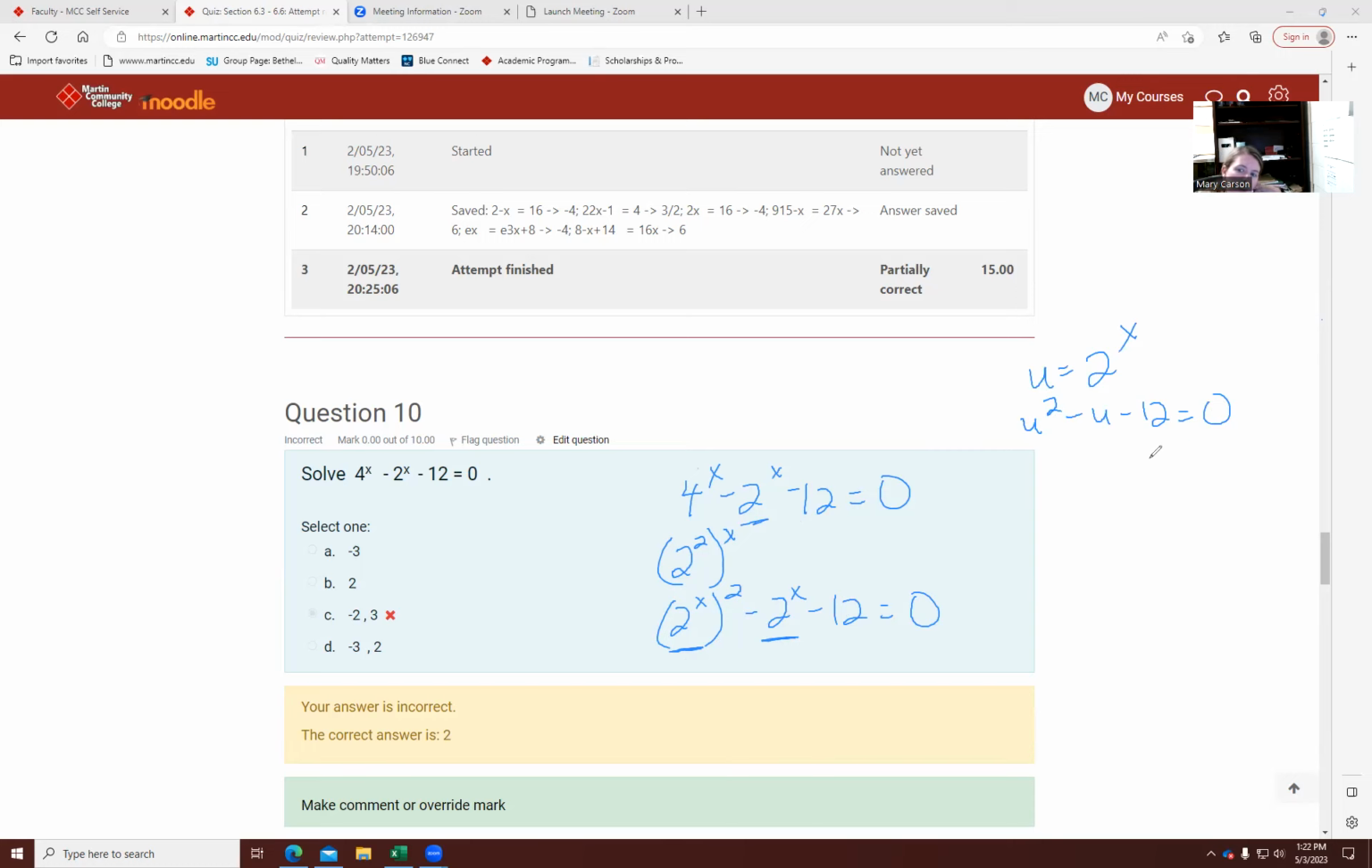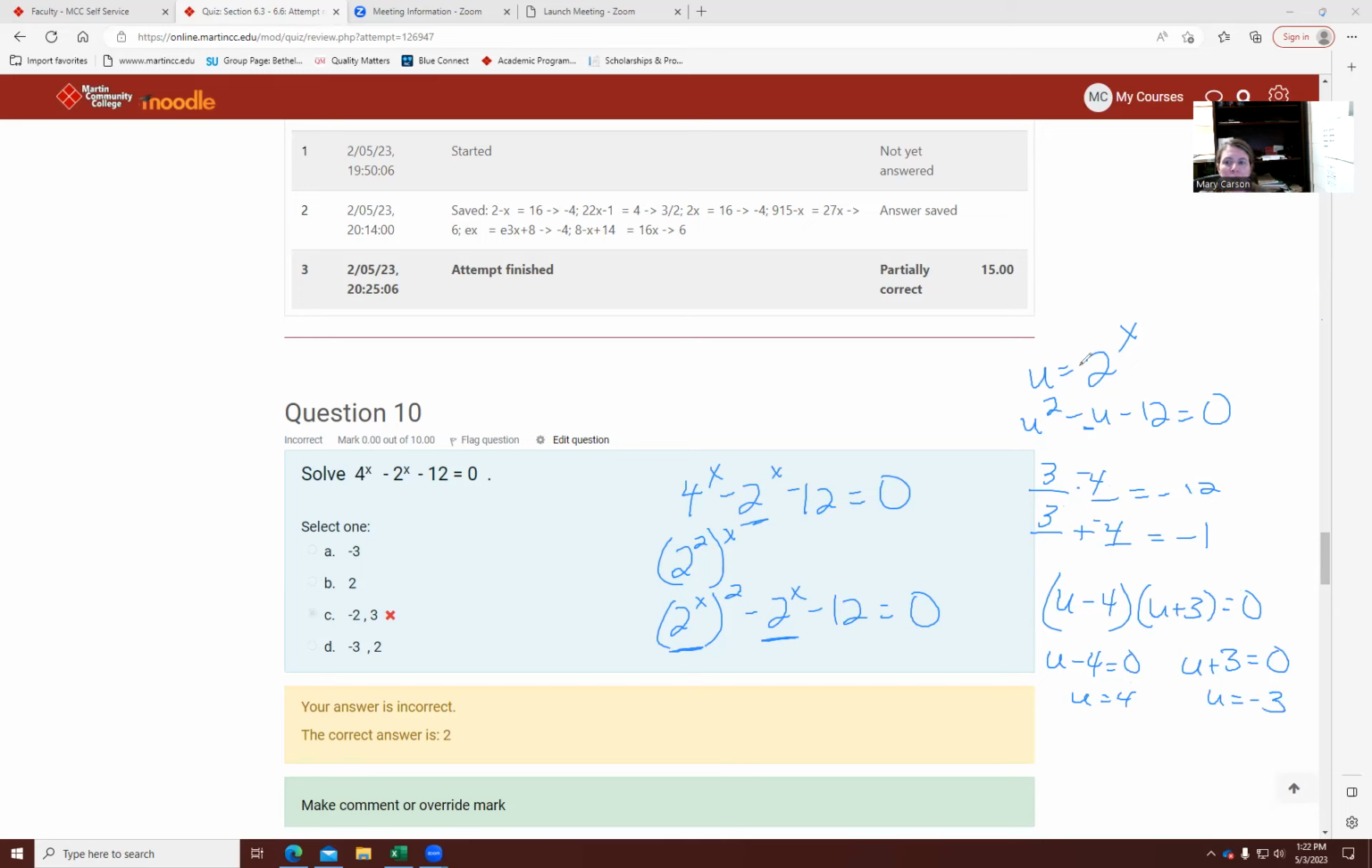So now let's solve this like a basic quadratic, and then we'll plug this 2 to the power x back in there. So what are 2 numbers that multiply to give me -12, but add to give me -1? Because that's my middle number, right? I'm factoring here. And I know it's going to be a 3 and a 4. And it's going to have to be a -4 because that's a -1. So this becomes u minus 4 times u plus 3 equals 0. We set both of these equal to 0 to solve it. So u equals 4, u equals -3.